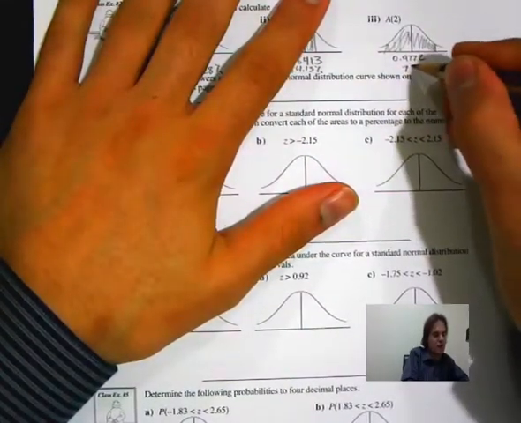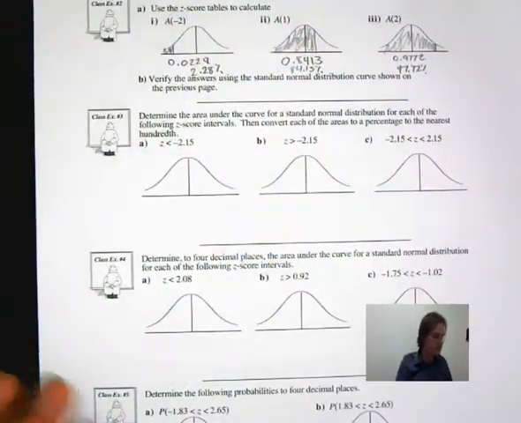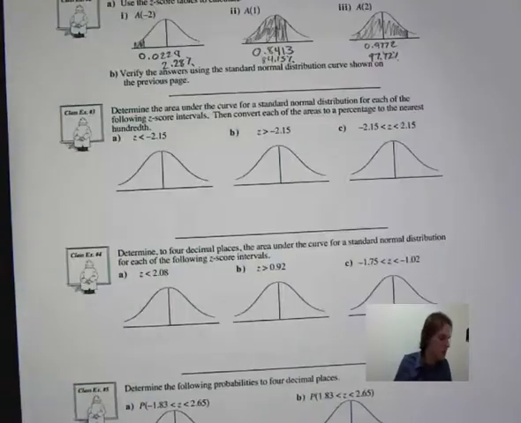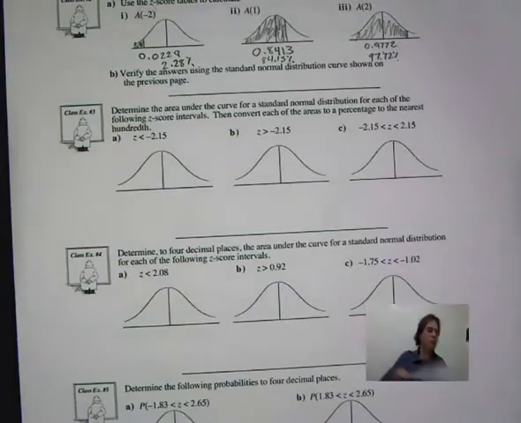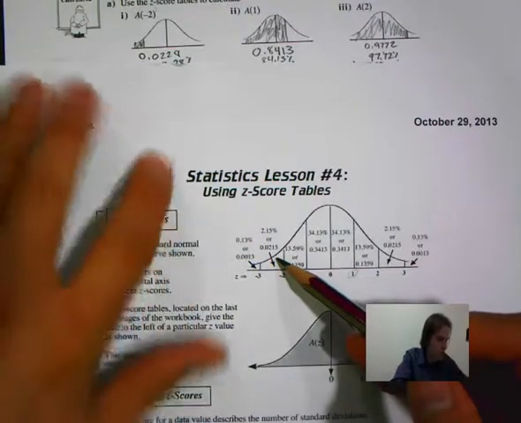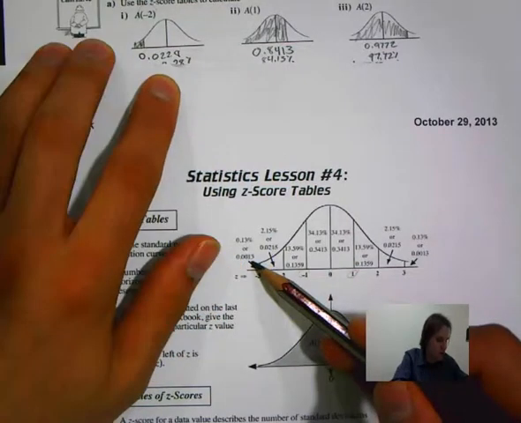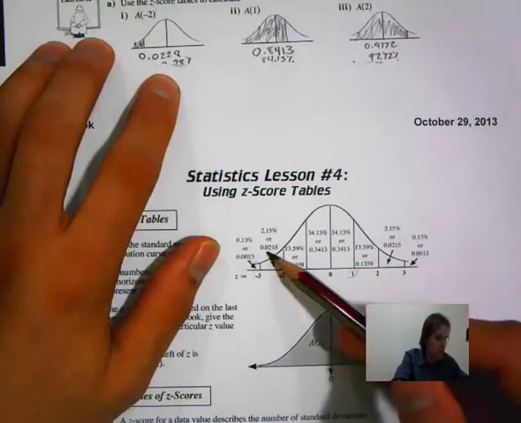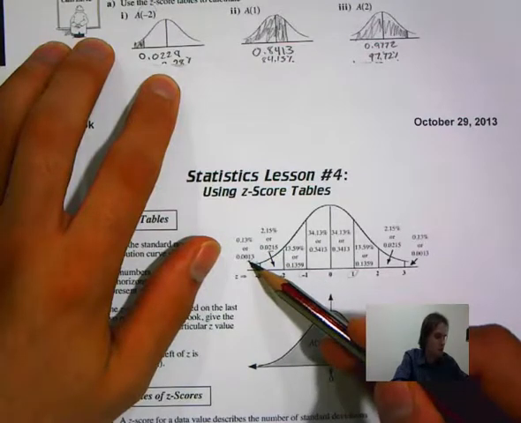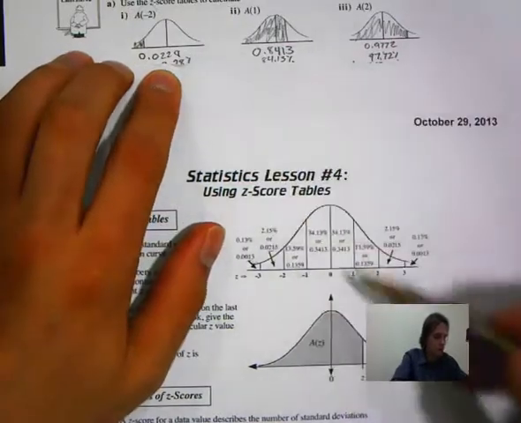0.9772, which is 97.72%. Okay? B says verify your answers using the normal curve. I'll give that up to you. If we look on this normal curve here, we're going to get pretty much the same answers. So we have 215, at negative 2, 215 plus 0.13, look at that, it works perfect. Then that's 2.28.